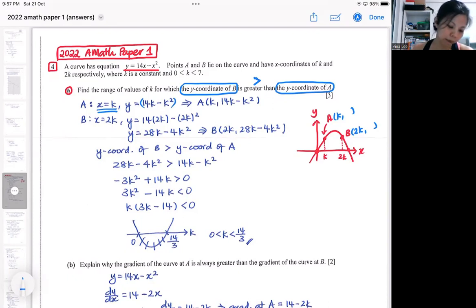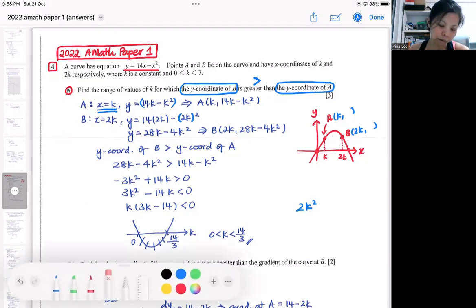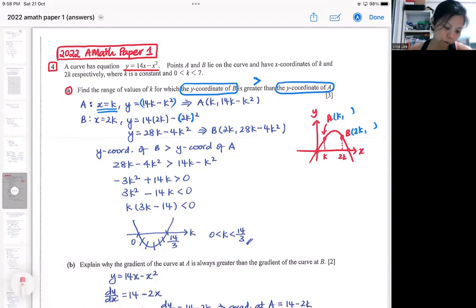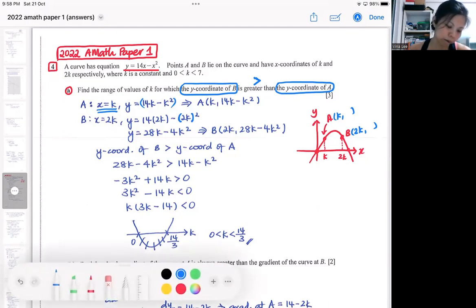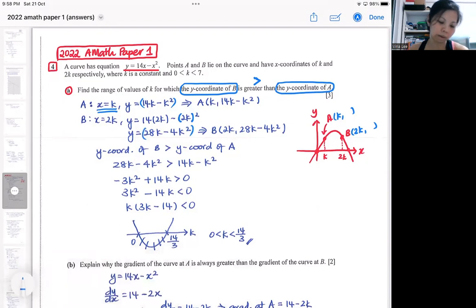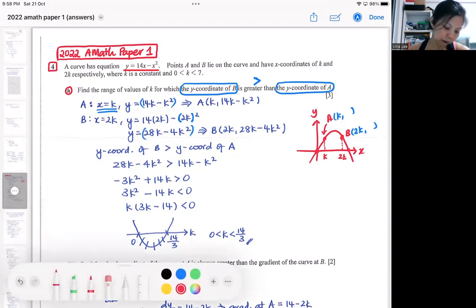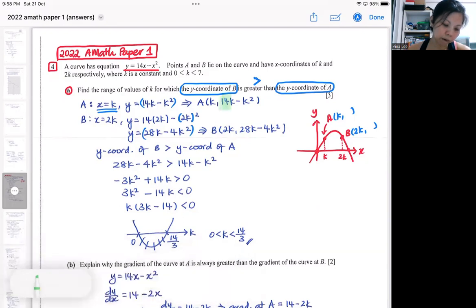And when x is 2k, again you put it inside the equation, but be careful about the squaring. If you forget the bracket and then square it, you will make a mistake. Those who forget the bracket will end up with 2k squared, while those with the bracket will end up with 4k squared. That's the effect of missing out the bracket. So the idea is to extract the y coordinates of the 2 points, A and B.